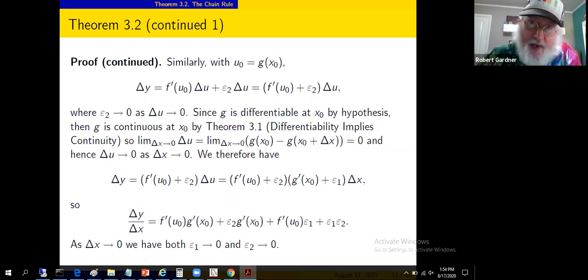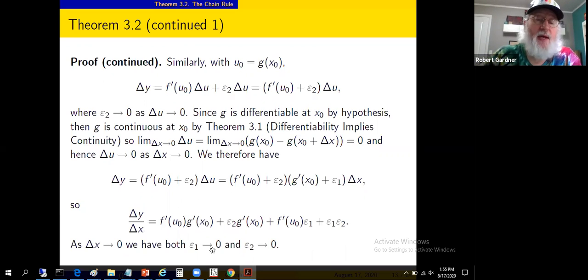Now we can divide. I'm looking for difference quotients. Delta y divided by delta x. So we've got that difference quotient. This will lead to the dy dx when we take a limit. On the right-hand side, if we FOIL out what we have written here, we'll have f prime of u sub 0, g prime of x sub 0, epsilon 2 times g prime of x sub 0, epsilon 1 times f prime of u sub 0, and epsilon 1 times epsilon 2. So FOIL this, divide by the delta x, produces that.